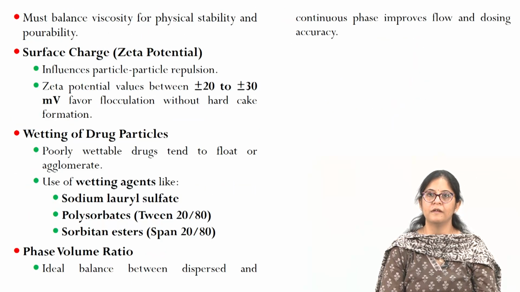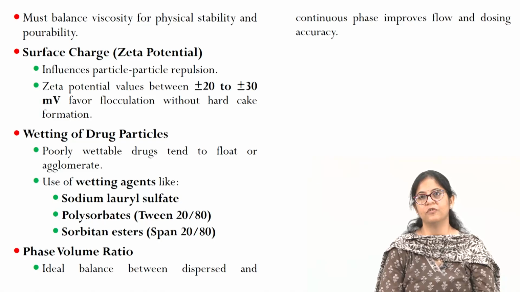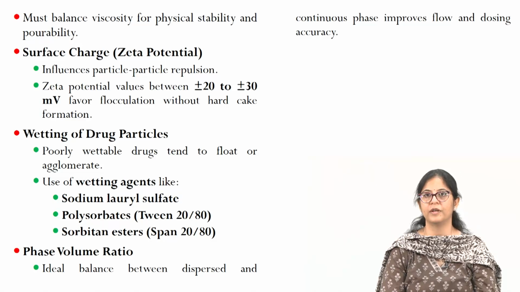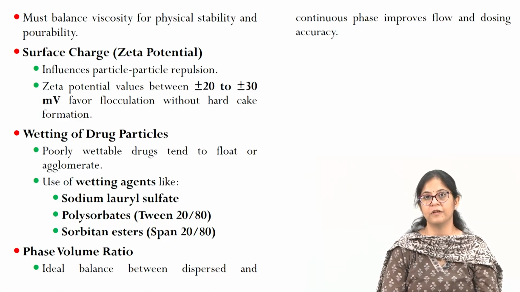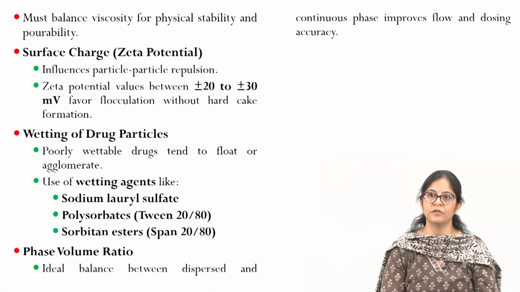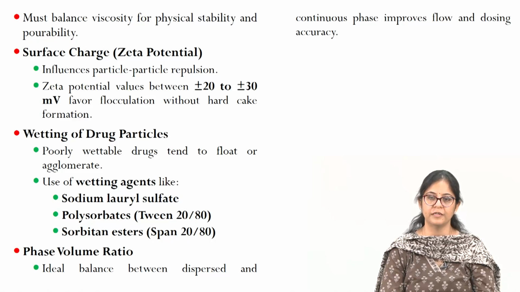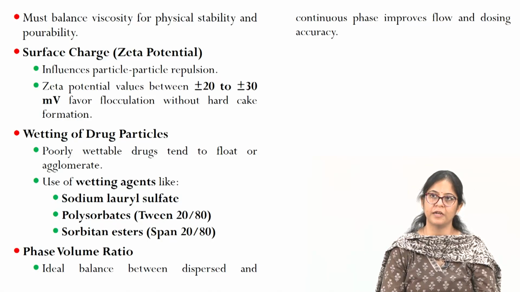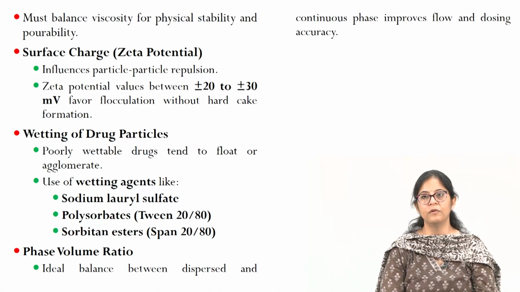Then the surface charge, which influences the particle-particle repulsion. The zeta potential absolute values between 20 and 30, which could be positive or negative, favor flocculation without hard cake formation. Then the wetting of drug particles which are present as the dispersed phase. Poorly wettable drugs tend to float or agglomerate. Wetting agents like sodium lauryl sulfate, polysorbates and sorbitan esters can be used. An ideal balance between the dispersed phase and the dispersion medium, that is the continuous phase, improves flow and dosing accuracy.